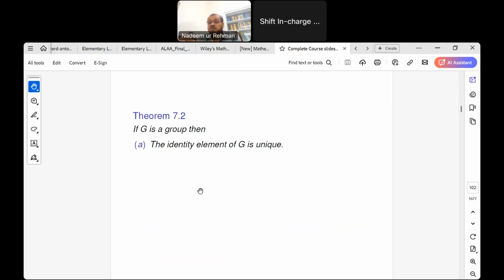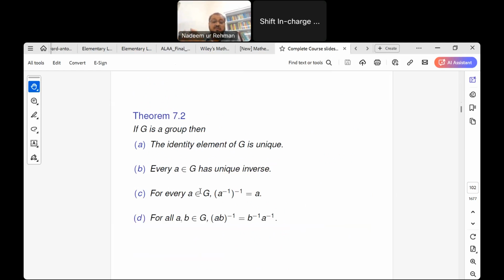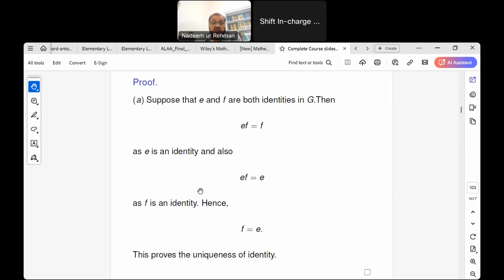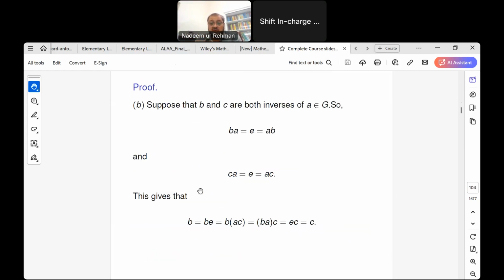Then we have discussed in the lectures the elementary properties of a group. I will just recall some of them. We showed that the identity of a group is unique, the inverse of each element is unique, and the inverse of the inverse of an element is the element itself. The inverse of a composition b is b inverse composition a inverse. These are the basic properties of a group we have discussed. The proofs are also provided in the lectures.